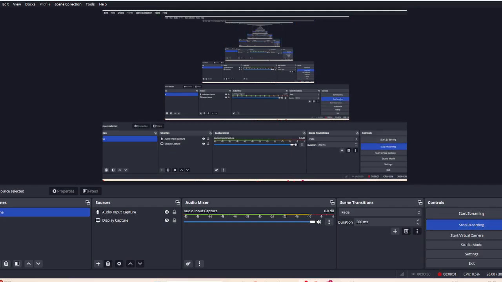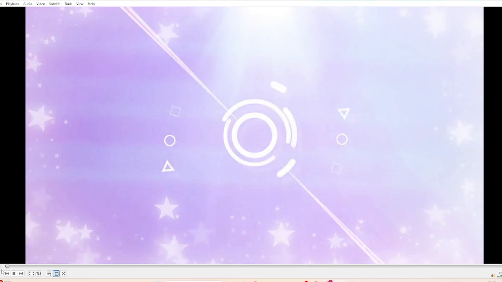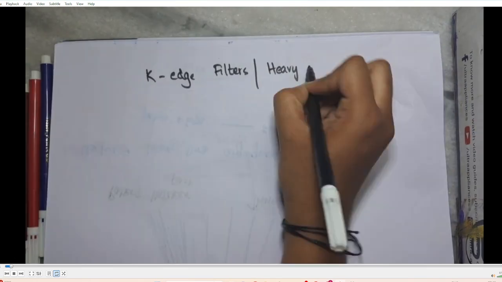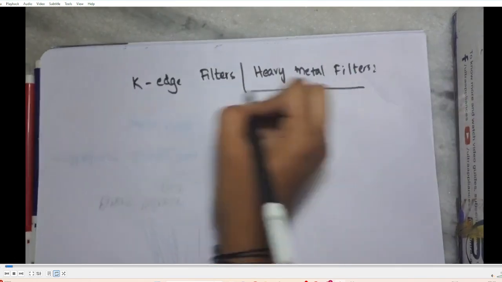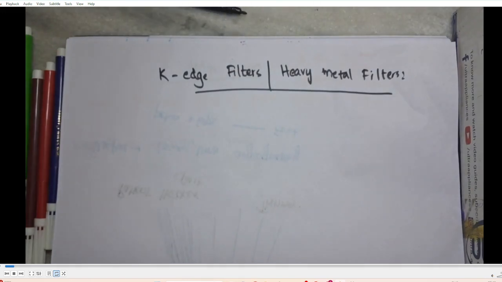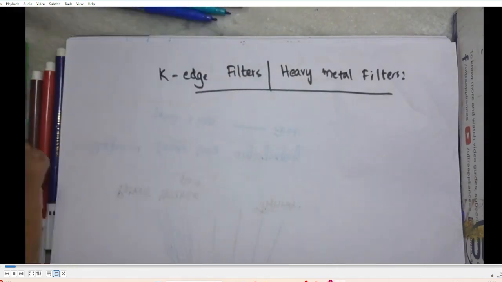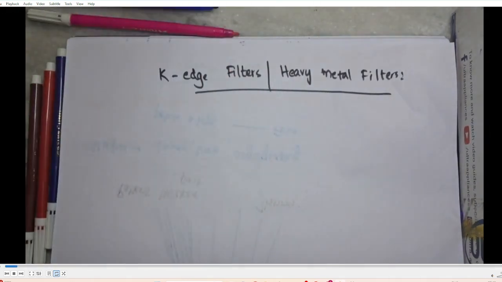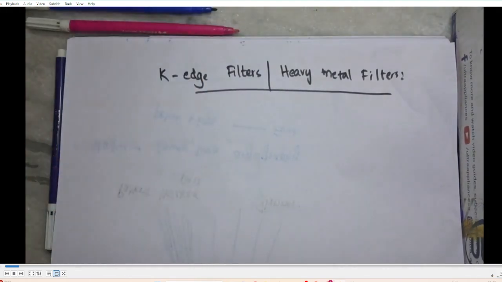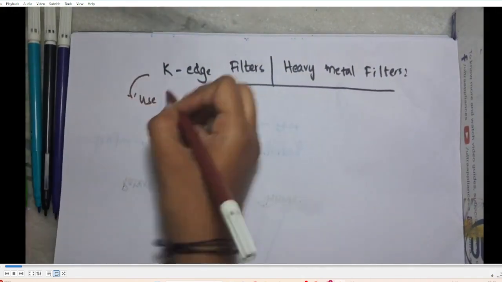Hello friends, let us now learn some important points about the K-edge filters or heavy metal filters. The development of high intensity screens and high capacity X-rays have made it reasonable to consider the use of heavy metal filters.